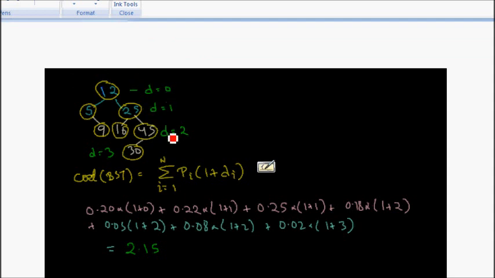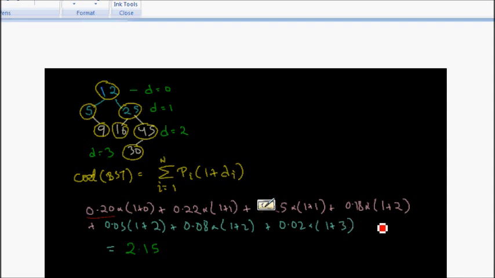So the probability of occurrence from the previous table was 0.20 and it is at depth 0. So when I come to this one, I just have to make one comparison. Then I come to depth 1. So here I have 1 plus di, so it becomes 2. So 0.22 for the 5, and here is the 25 one.